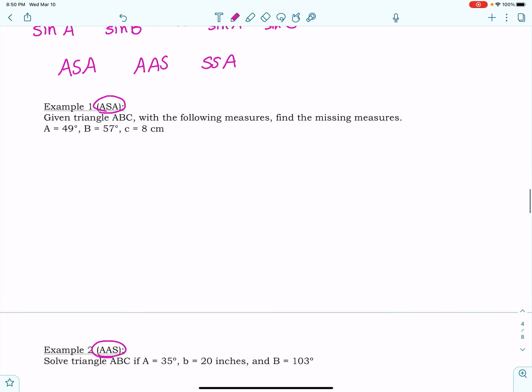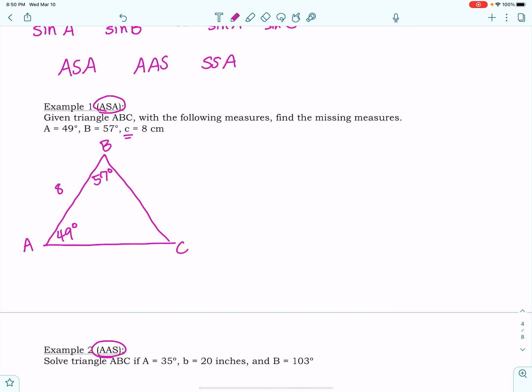Example 1, we have angle, side, angle. Given the triangle ABC with the following measures, find the missing measures. I'm just going to draw a triangle here. And again, like I said, it does not have to be perfectly to scale. So 49 degrees for angle A, 57 degrees for angle B, and side c, of course, is across from angle C. So that's 8 centimeters right there.